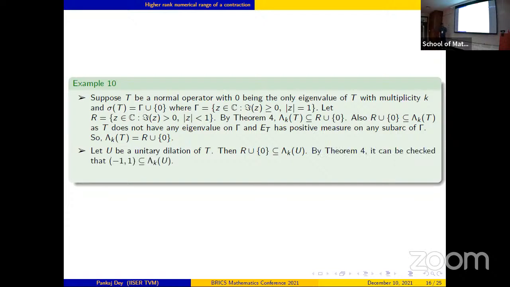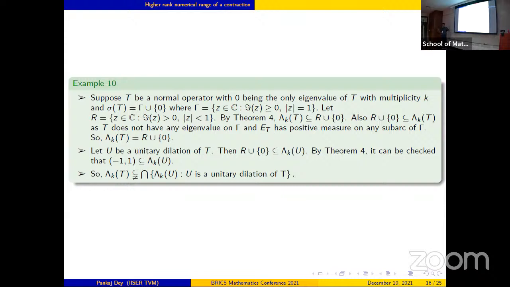But it can be proved that the interval -1 to 1 is also a part of lambda kU. That can actually be proved. So this is R union 0, but -1 to 1 is contained in every lambda kU. So this is a proper containment. So the next natural thing to ask is when equality occurs, what would be the necessary and sufficient condition we should impose so that equality occurs.